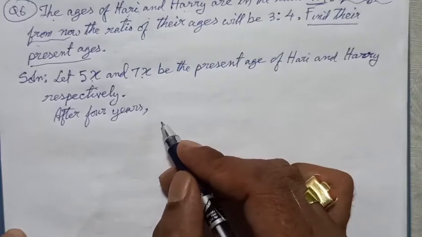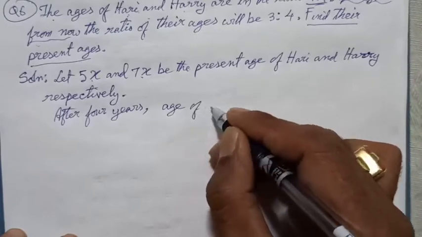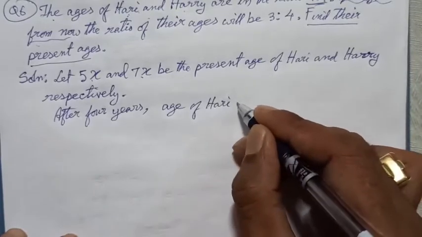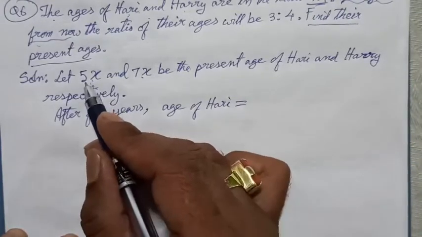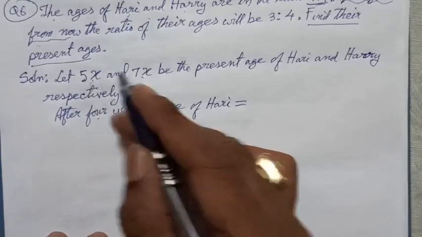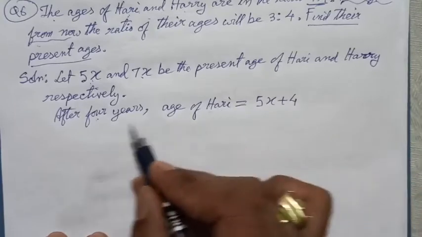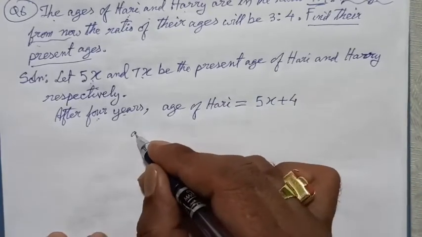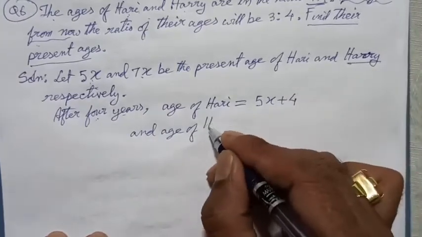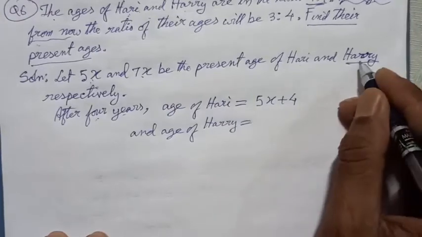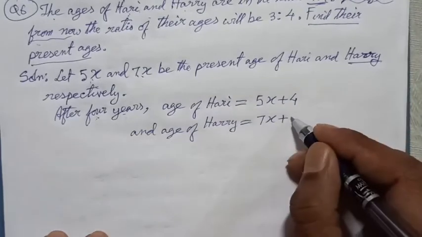Now let's find out age of Harry. Harry's present age is 5x. After 4 years means we have to add this 4 years to 5x. So 5x plus 4 will be the age of Harry after 4 years. And age of Harry. Harry's present age is 7x and we have to add these 4 years. 7x plus 4.